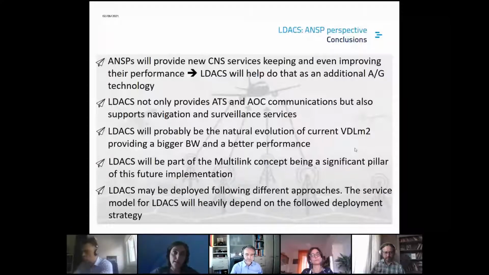We can see LDACS as the natural evolution of the current VDL Mode 2 network, providing a bigger bandwidth and better performance. And as I mentioned before, 50 times the capacity that is already provided by VDL Mode 2. LDACS will be part of the multi-link concept, being a significant pillar of this future implementation. And also we have to remember that the deployment of the service model will heavily depend on the deployment strategy that we follow. And with that, I have reached the end of my presentation.